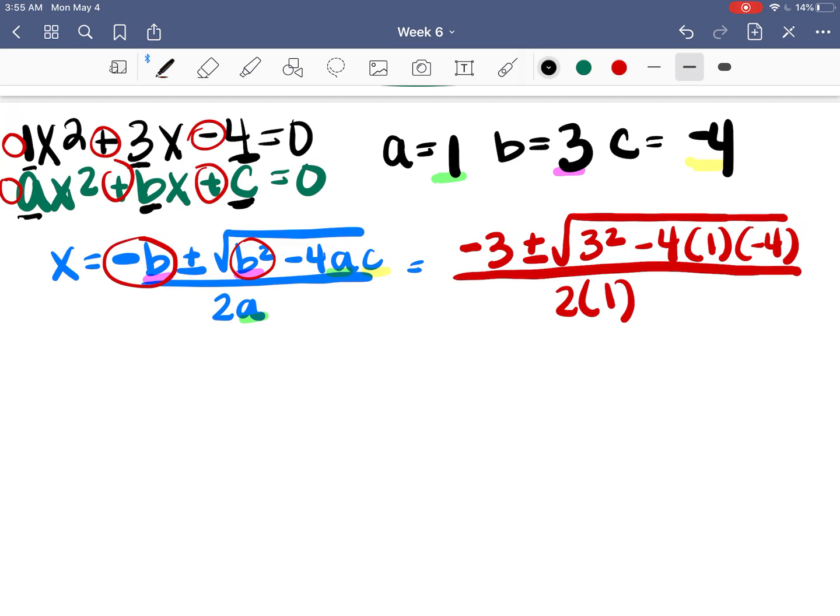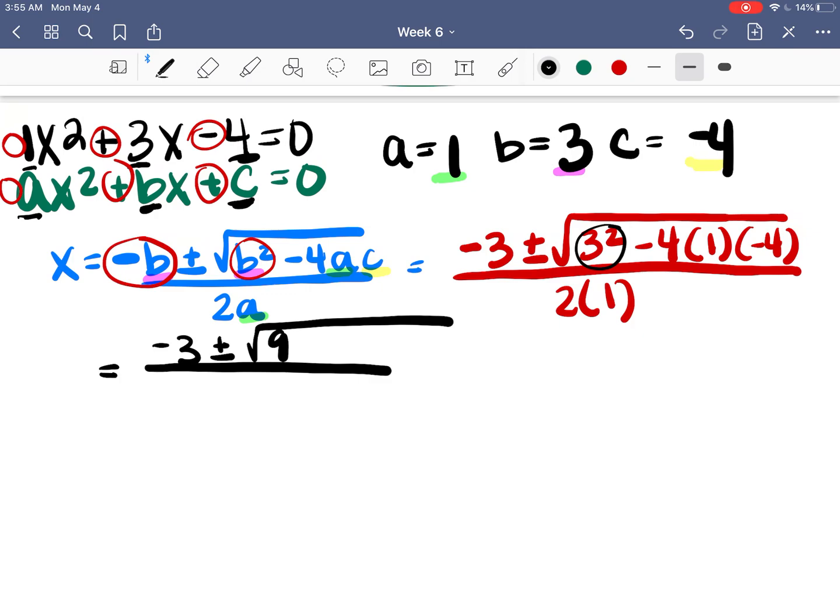All right, we're going to simplify that next. Let's start first with everything that's inside the square root. Let's get rid of those parentheses. So we have the opposite of b, which is negative 3, plus or minus the square root of 3 to the second power. What is 3 to the second power? 3 times 3, which is 9.